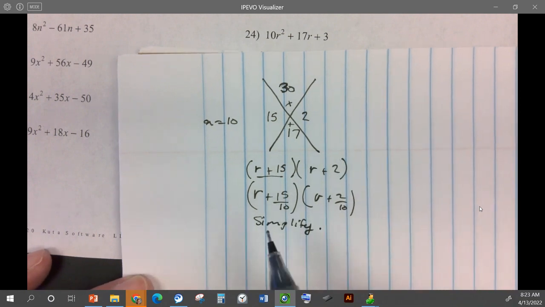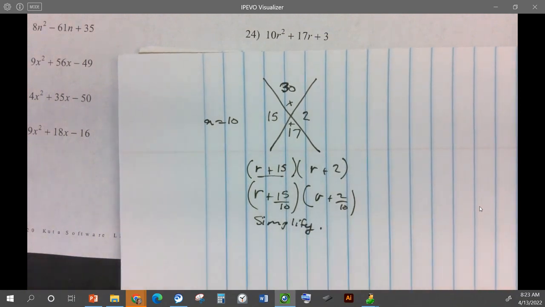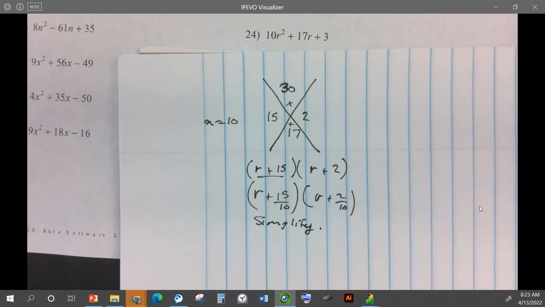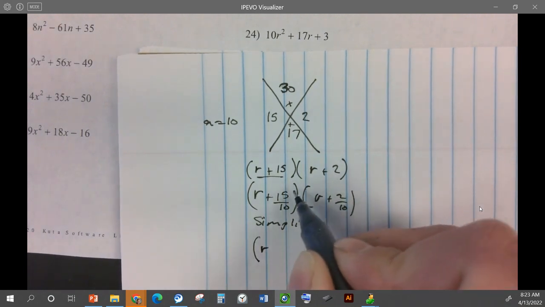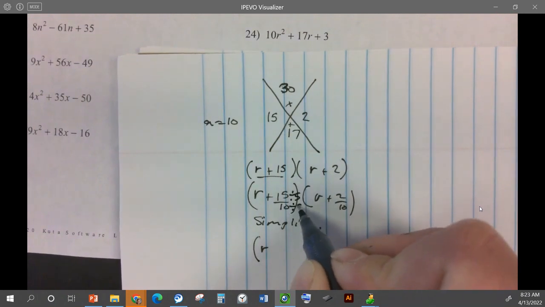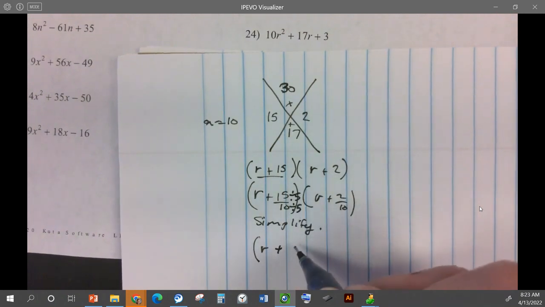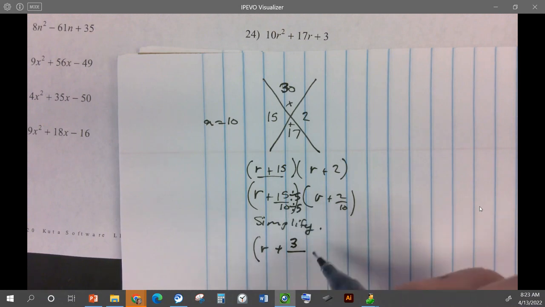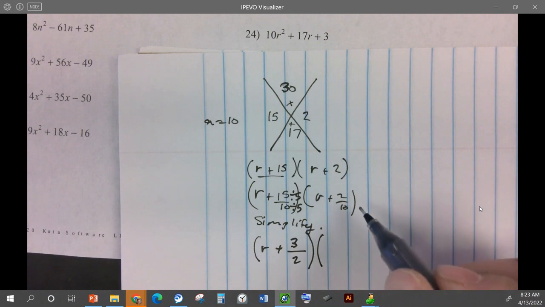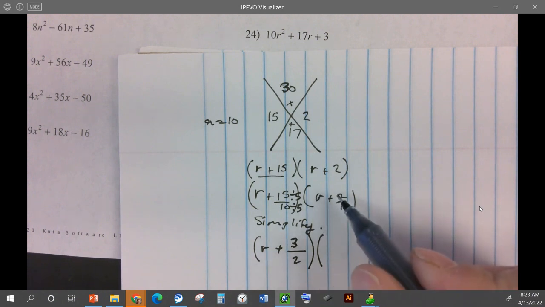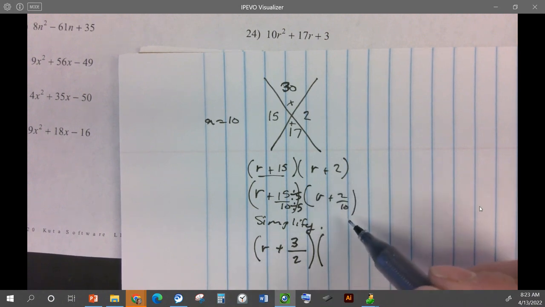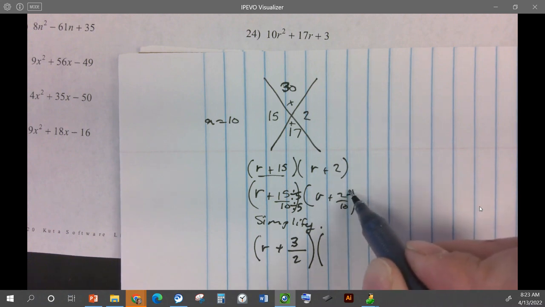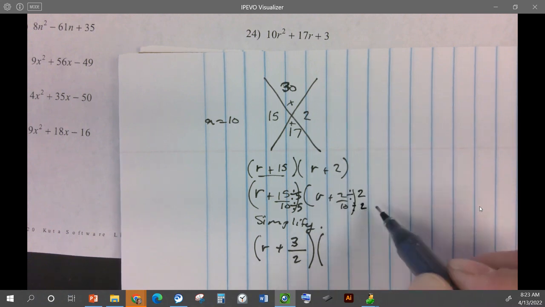So what number can go into 15 and 10 to help us reduce our fraction? Good, 5. So we're going to take 15 divided by 5, and 10 divided by 5. So 15 divided by 5 is 3. 10 divided by 5 is 2. Okay, we're not quite done. Now what can go into 2 and 10? 2. Good. So 2 divided by 2, 10 divided by 2.